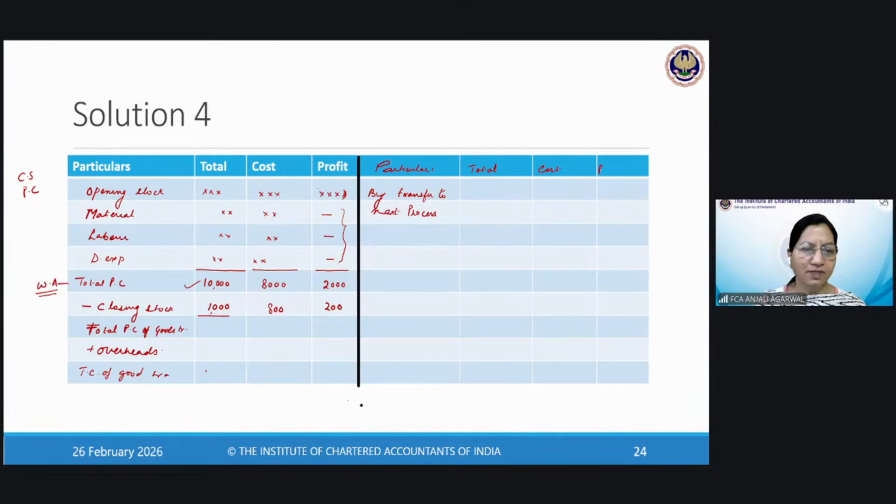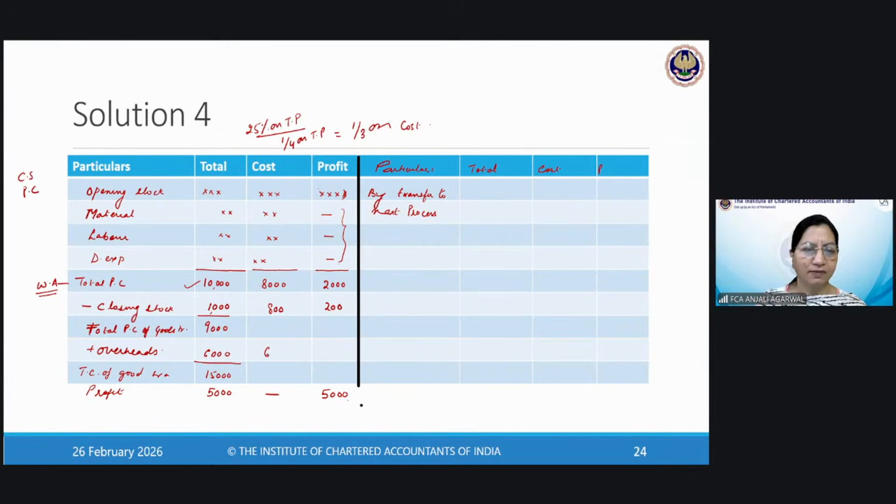So let's say this figure comes out to be 9,000. You had incurred other overheads of 6,000. So the total comes out to be 15,000. Now you will add profit. Profit was, let's say, 25% on transfer price. So 1/4 on transfer price is equivalent to 1/3 on cost. So profit will be 1/3 of this. So profit will be 5,000, which will have no cost, only profit.